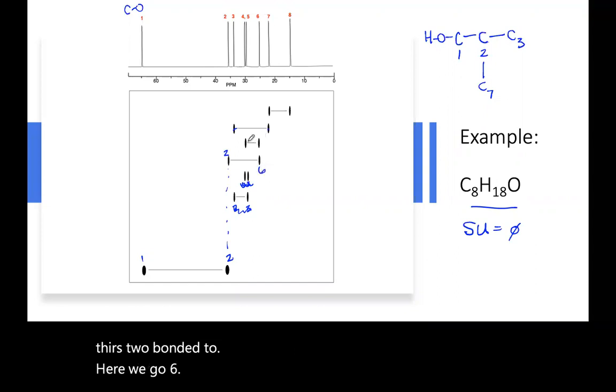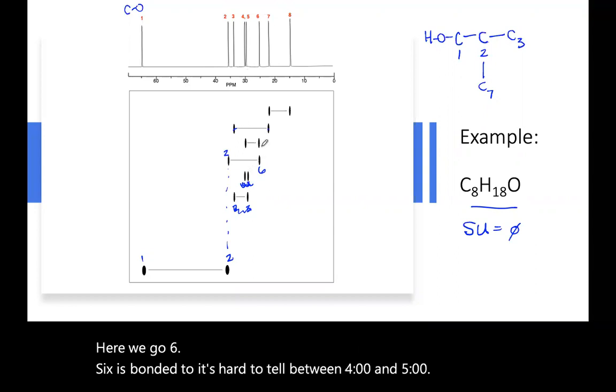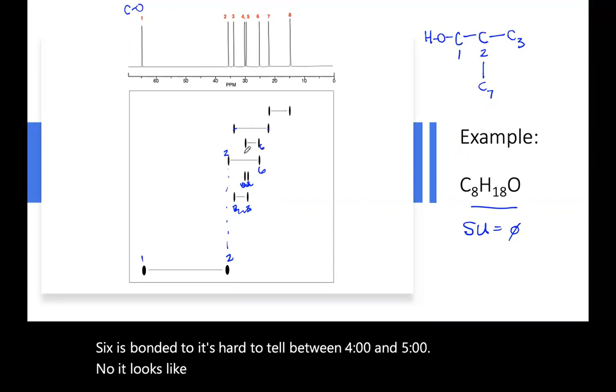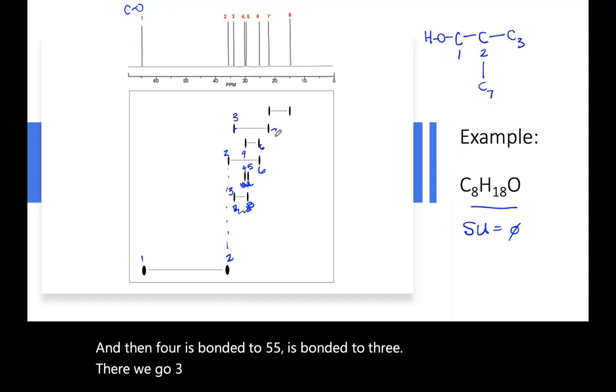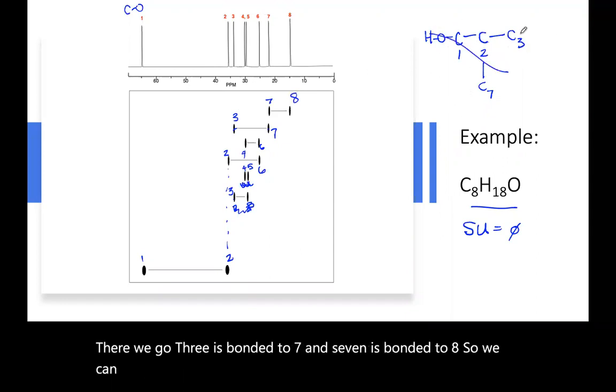6 is bonded to, it's hard to tell between 4 and 5. It looks like it's 4 to me. And then 4 is bonded to 5. 5 is bonded to 3. There we go. 3 is bonded to 7, and 7 is bonded to 8. So we can walk them down. Let's get rid of this.